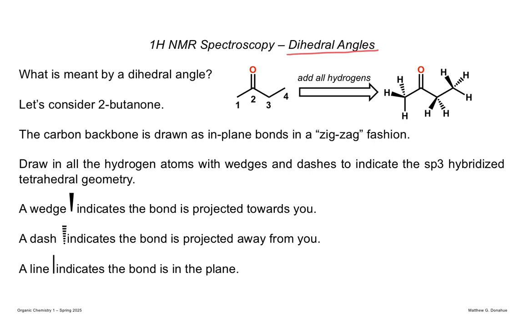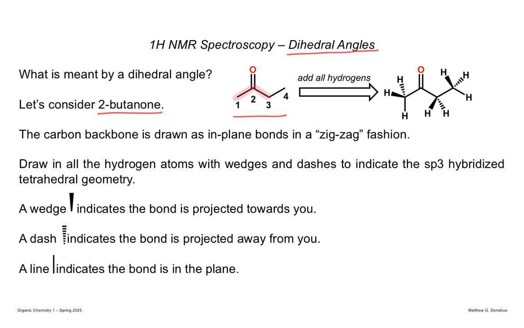So normally when you think of an angle, you have 3 points, and then you're measuring the angle between the 2 lines. A dihedral angle is a little bit different. It consists of basically 2 planes, and then you're measuring the angle between the planes. So if we look at our 2-butanone here, this is the way I'm normally drawing it, right? And we call that a zigzag.